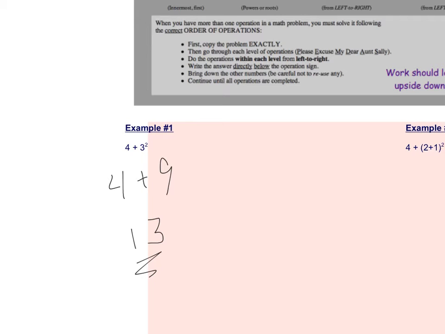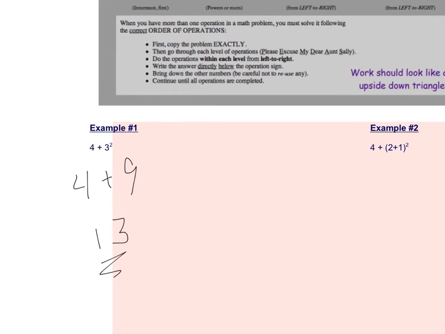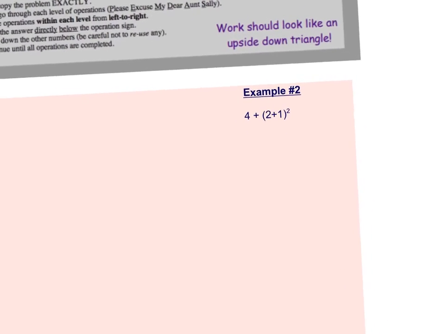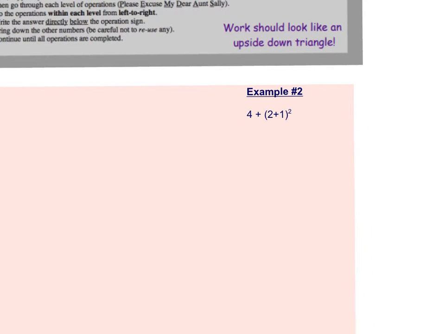Now moving over here to example number 2, again, we now have some parentheses, so we'll worry about those parentheses first. So we've got 4 plus, and then let's finish those parentheses first. So that's going to be 2 plus 1 is 3, and that's squared. So parentheses are done. Now we have the exponents. Okay, so the exponent in this case is the squared, 3 squared. So that's 4 plus 9, or 13 again.